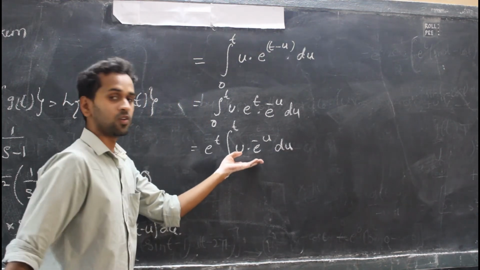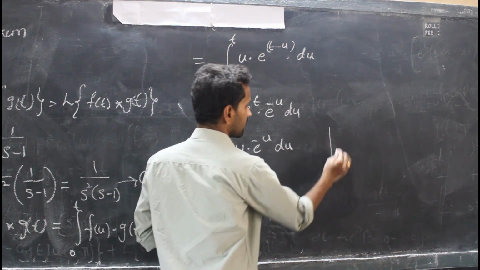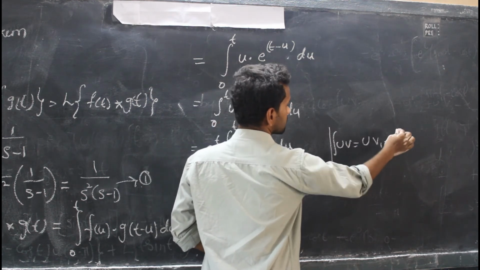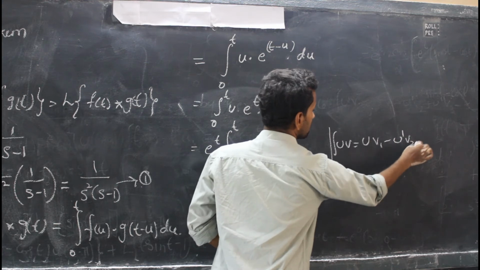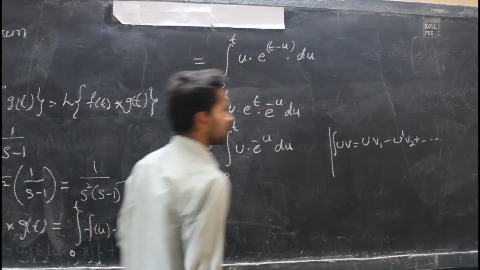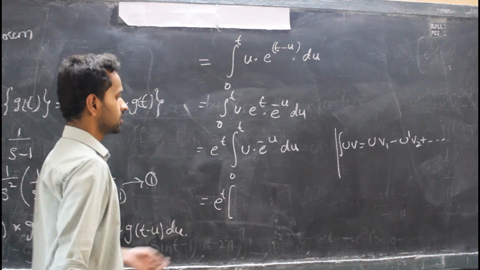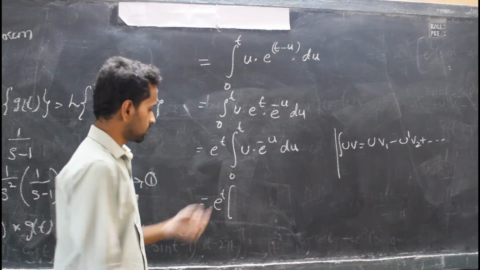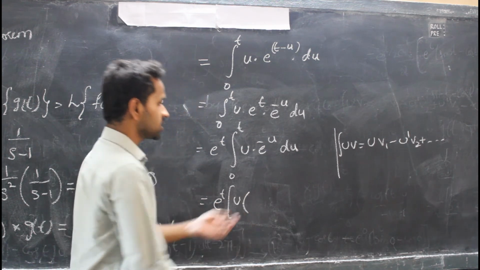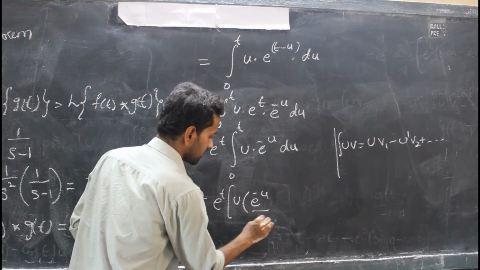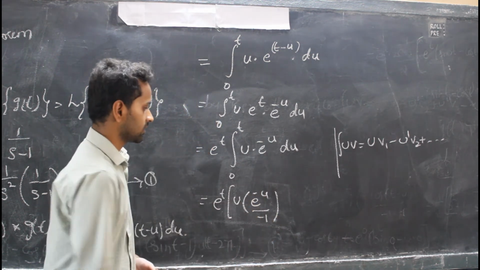Now I use Bernoulli's rule. What is Bernoulli's rule we have here? Integral uv equal to uv1 minus u dash v2 plus and so on. So this becomes, e to the power of t is constant, take out. u I consider as u, so u into integration of e to the power of minus u, that becomes e to the power of minus u divided by minus 1. Is it clear?